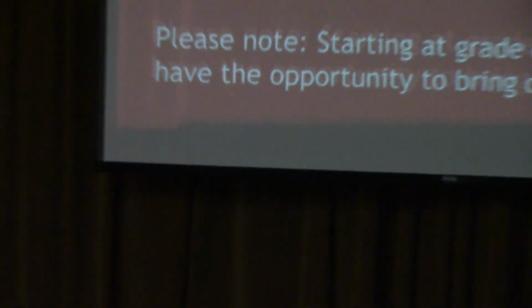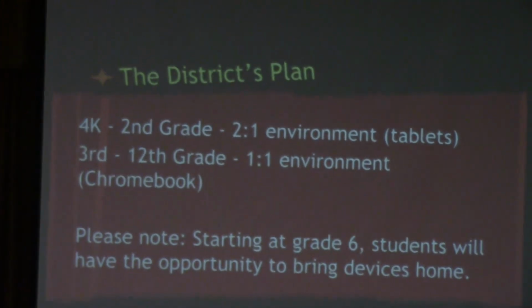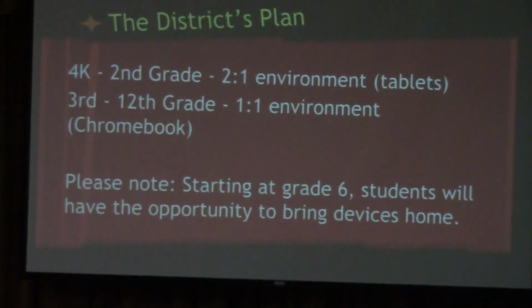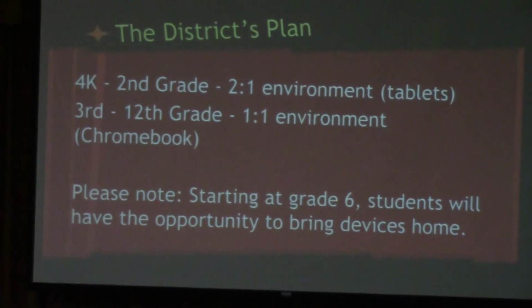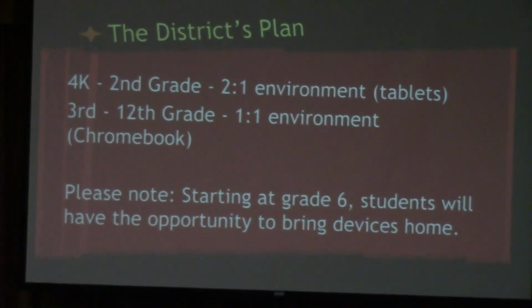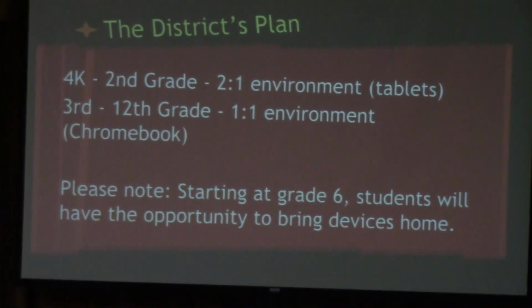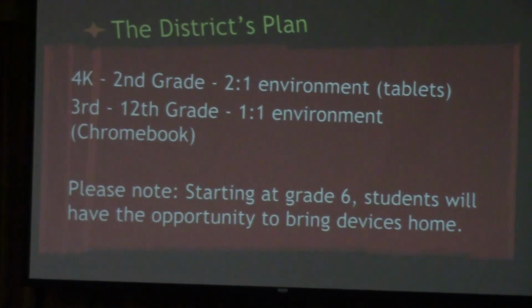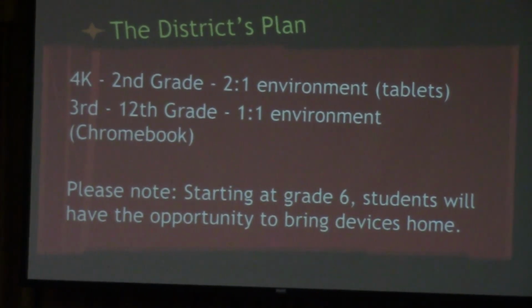So the plan that was presented was to start in 4K. So 4K through 2nd grade will be a 2-to-1 learning environment, 2 students per device. And the device we have chosen is a tablet. In 3rd grade, it's going to start with a 1-to-1 environment. So 3rd through 12th grade will be 1-to-1 environment, 1 student per device. And the device that has been chosen is a Chromebook.